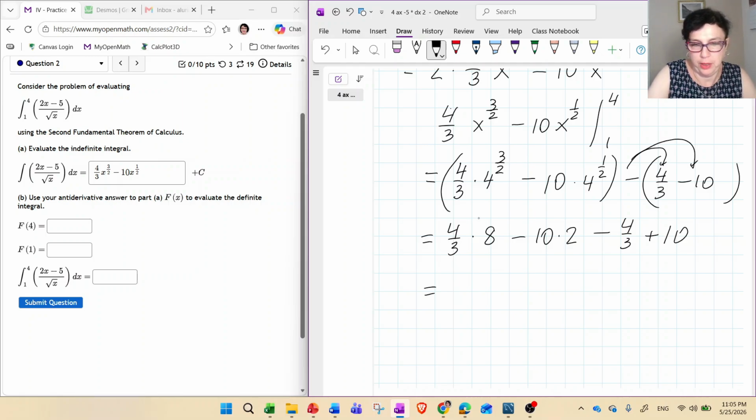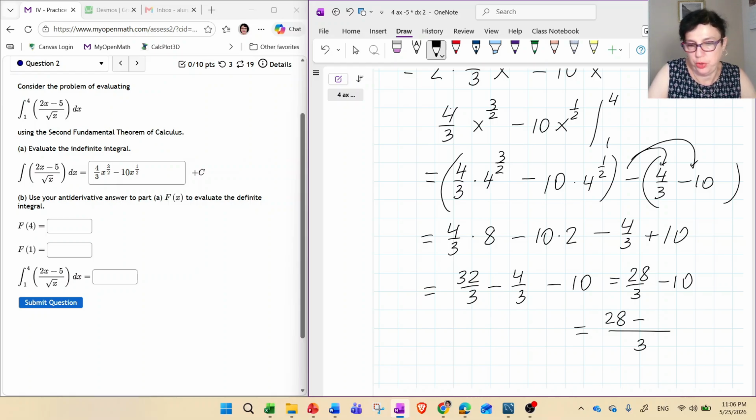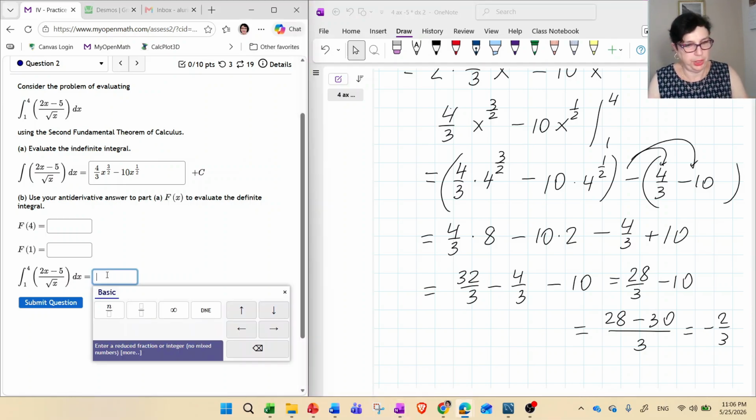Let's see if we can compute that. So 4 times 8, that's 32/3. And then I'm also going to have minus 4/3. And here I have minus 20 plus 10, so that's minus 10. Again, you can just use a calculator here, but I'm being stubborn and trying to do it without. So you get 28/3 minus 10. And then if we bring it to a common denominator, 10 you can write as 30 divided by 3. So my answer here is negative 2/3. All right, well, let's check that out.